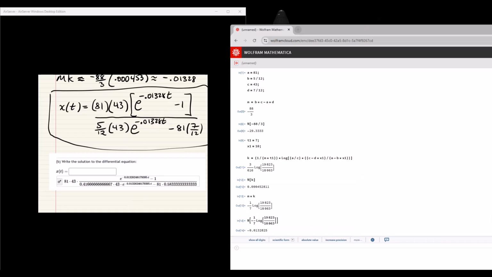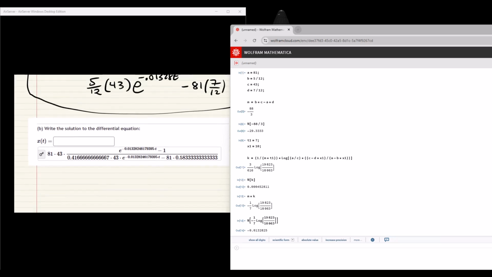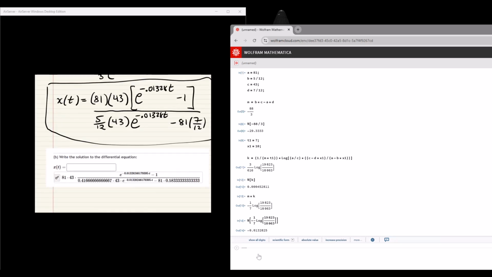So now that we have part B done, moving on to part C, how many grams of chemical C are present at time t equal 13 minutes? And so just to answer that part with 13 minutes, we could just go back to this function and plug in 13. You could do that with any old calculator, but it might be easy to type it in here. Basically what I want to do is just calculate the result of these values with 13 plugged in for time. So let's just say that's what x is, and we'll just plug in 13.